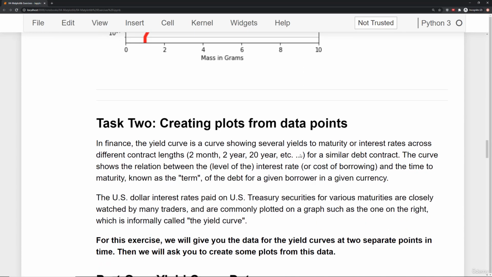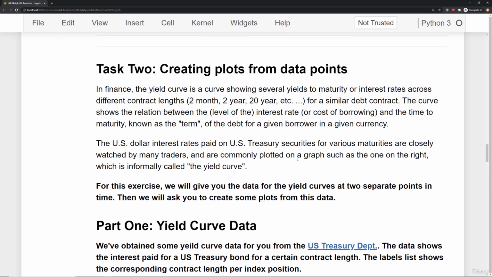The second one, which is a little more in line with what we do throughout the course, is creating plots from data points. In finance, the yield curve is a curve showing several yields to maturity or interest rates across different contract lengths. So essentially, if you're holding a bond or, for instance, a treasury security, then the longer you have to hold it in order to get your money back, the more interest you should be paid, because technically you're taking on more risk by holding it for longer.